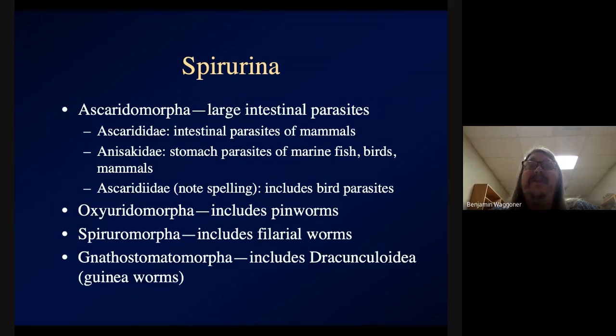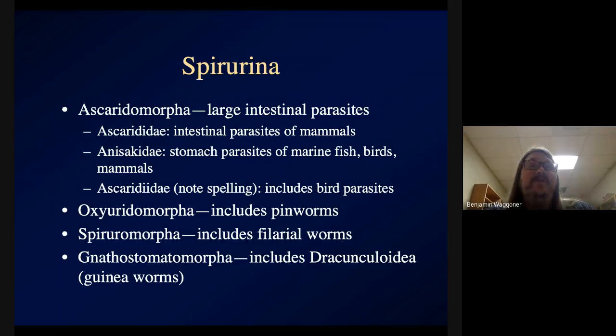Ascarididae is intestinal parasites of mammals, including humans, including the next slide, which is going to be a little yucky. Anisakidae, which you've all seen now, they're stomach parasites of marine fish, birds, and mammals, including Anisakis, where the adults are parasitic in fish-eating whales, fish-eating marine mammals, and occasionally fish-eating people. And then the Ascaridiidae, it's only one letter off of the Ascarididae, which is some parasites of birds that I don't think we have time to get into.